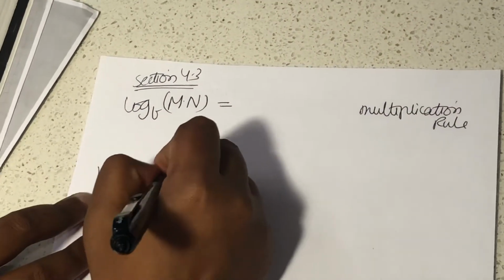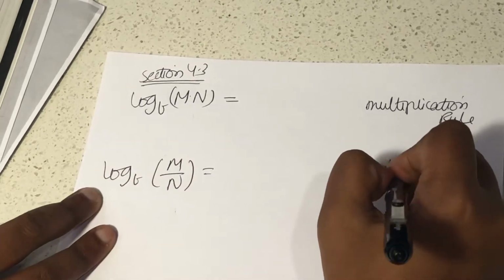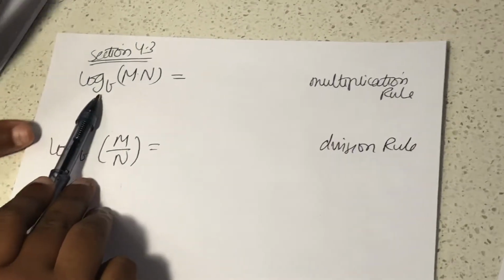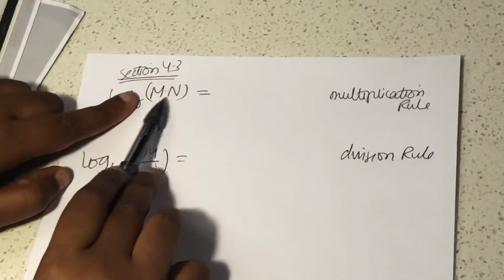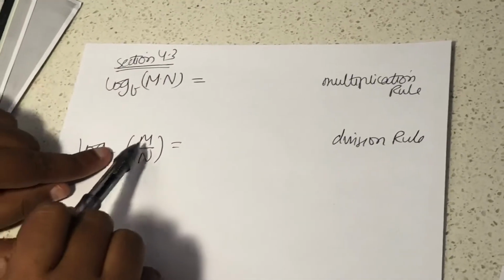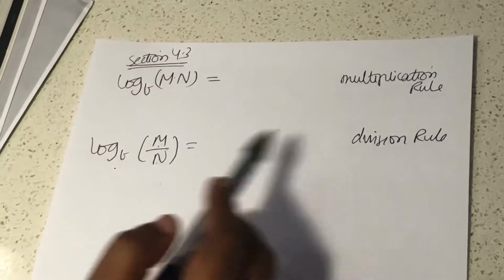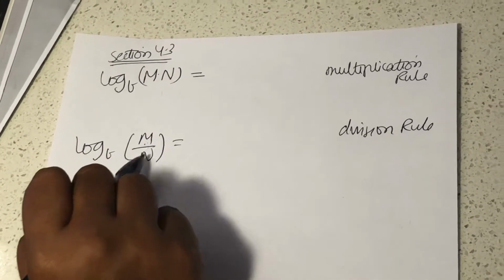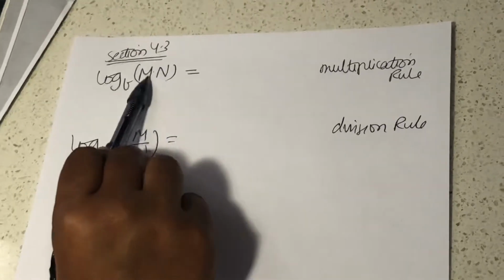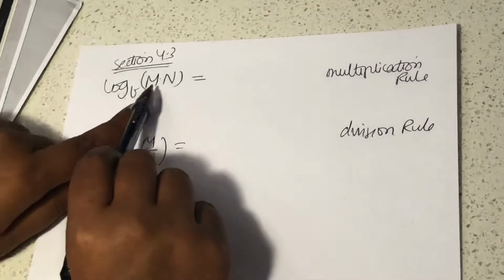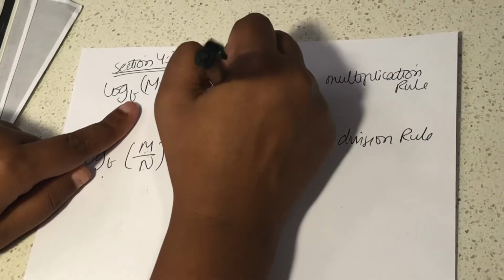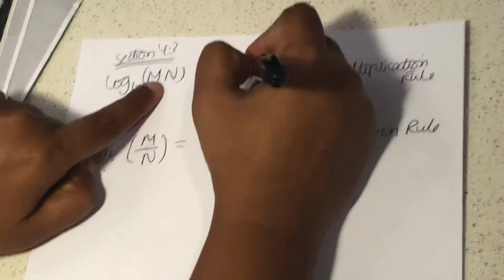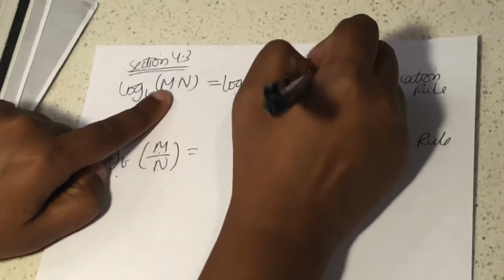There is something known as the division rule. Note, my log base b is the same, but inside, after log b, if two numbers are multiplying, that's the multiplication rule, and if two numbers are dividing, that's known as the division rule. Remember, multiplication changes into addition, division changes into subtraction. You can separate them: log b of mn equals log b m plus log b n.